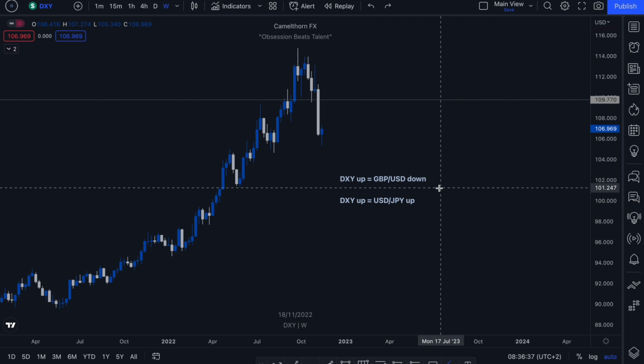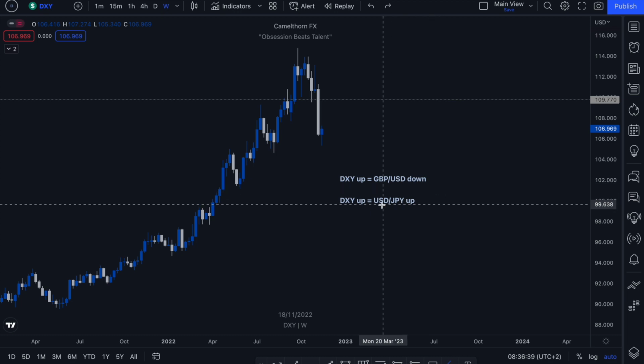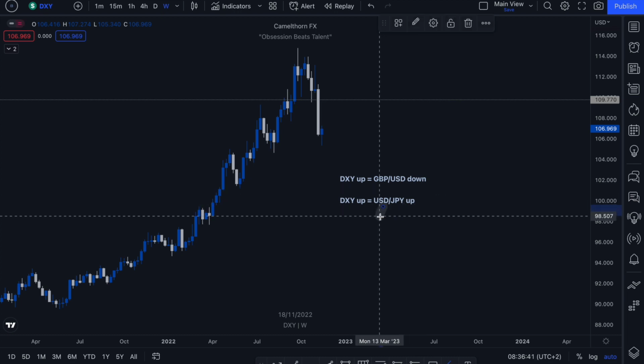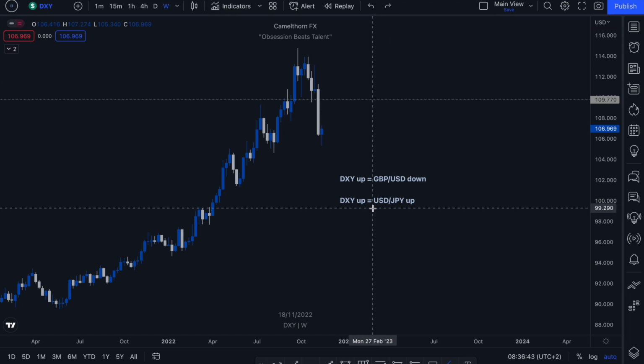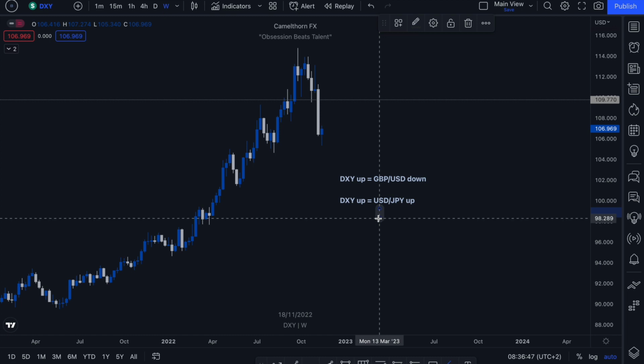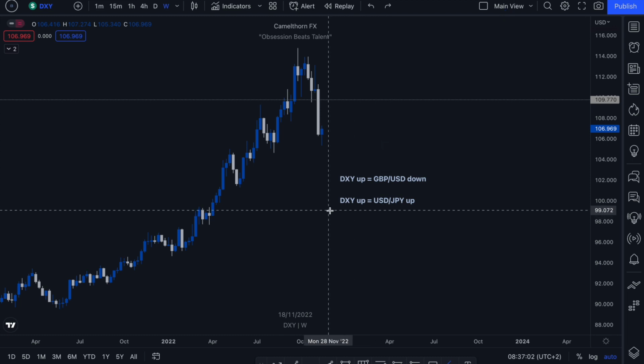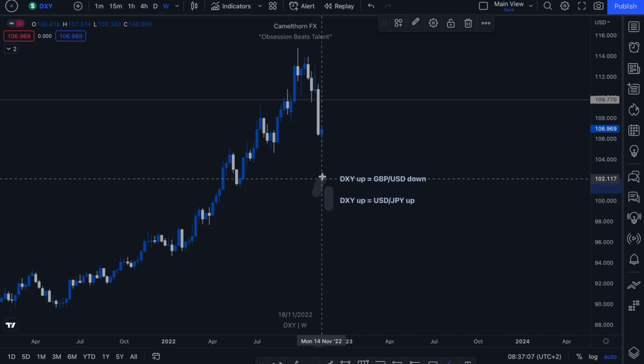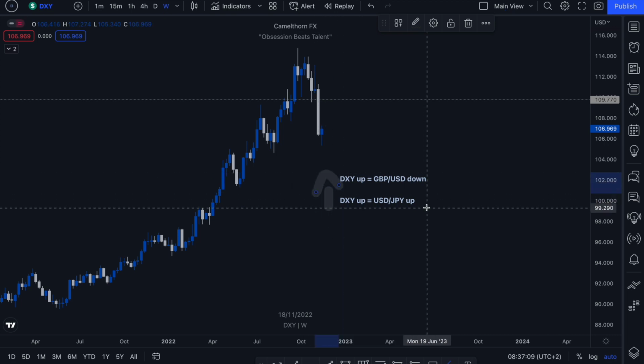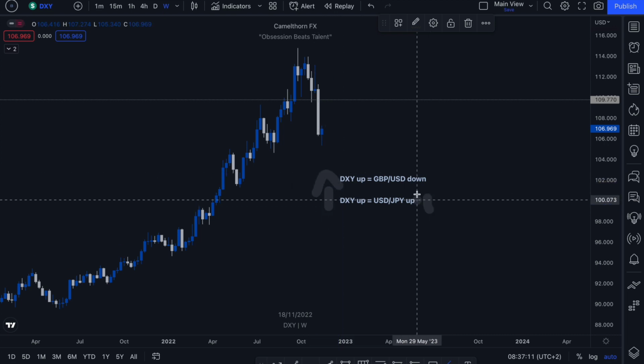And then the opposite is true for currency pairs where USD is the base currency. So for example, USD JPY, you can see that USD is the first currency in that currency pair, so it is the base currency. These currency pairs move in the same direction essentially as the DXY. So whenever the DXY is trending upwards, these currency pairs will also trend upwards, all right?